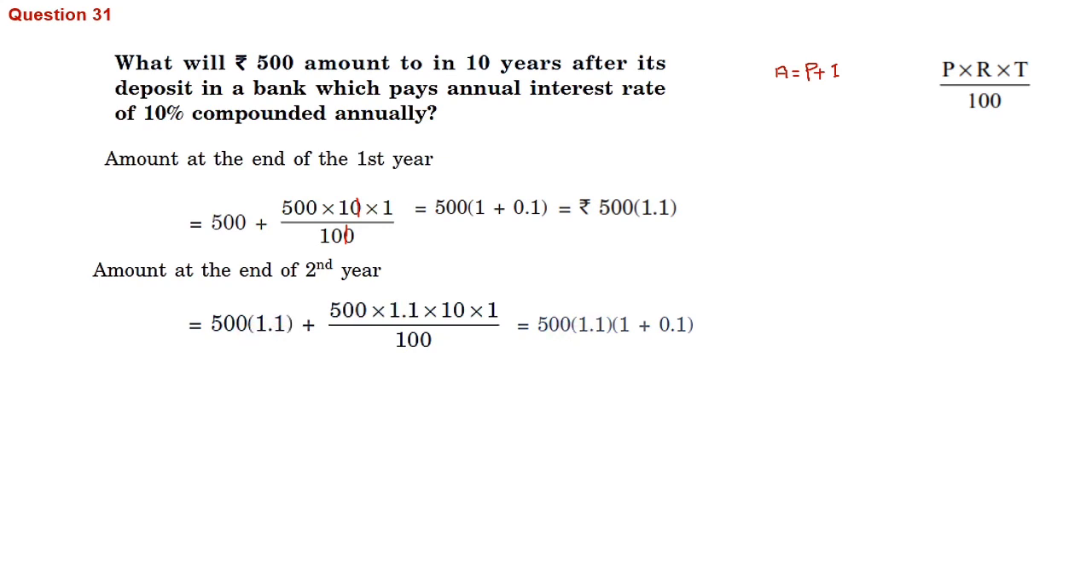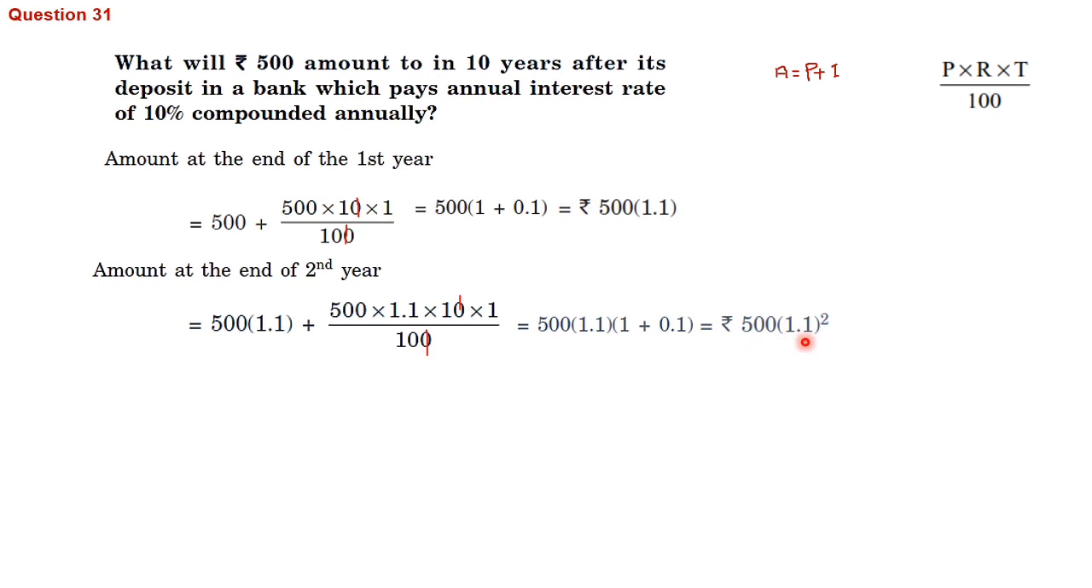In the first term, 500 into 1.1 is outside, one balance. And here also 500 into 1.1 is outside. 10, here also 10. In the numerator there is 10, in the denominator 10, we can cancel. As before, it will be 1 into 1 is 1 by 10, that is 0.1. That means 500, that is this 500. When we add 1 plus 0.1, we get 1.1. Previously there was 1.1, so 1.1 into 1.1, 1.1 square.